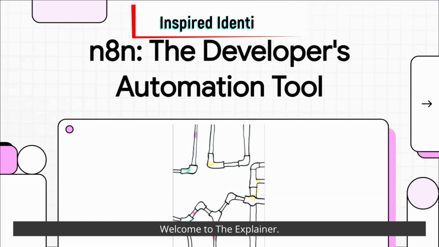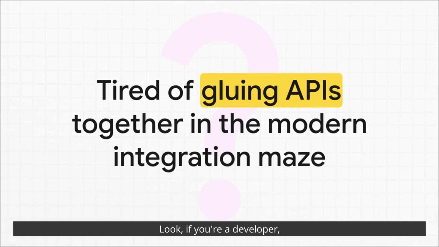Welcome to The Explainer. Today we're diving into n8n, a workflow automation tool that's really built for developers. The folks who'd much rather be writing cool features than just wrestling with APIs all day. Look, if you're a developer, this is going to sound way too familiar.